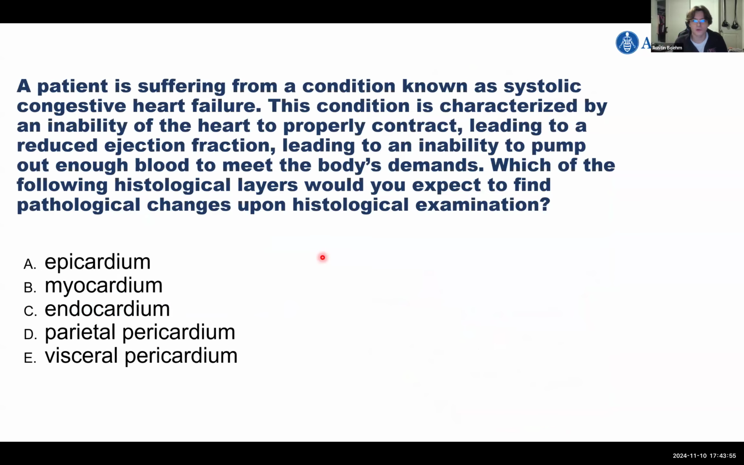All right, so now that we've just gone over the different layers, I've got another question here. It's a little bit long, but essentially a patient is suffering from a condition known as systolic congestive heart failure, and systolic is that contracting phase of the heart. And it has an inability to properly contract, which leads to a reduced ejection fraction, causing an inability to pump out enough blood to meet the body's demands. Which of the following histological layers would you expect to find pathological changes?